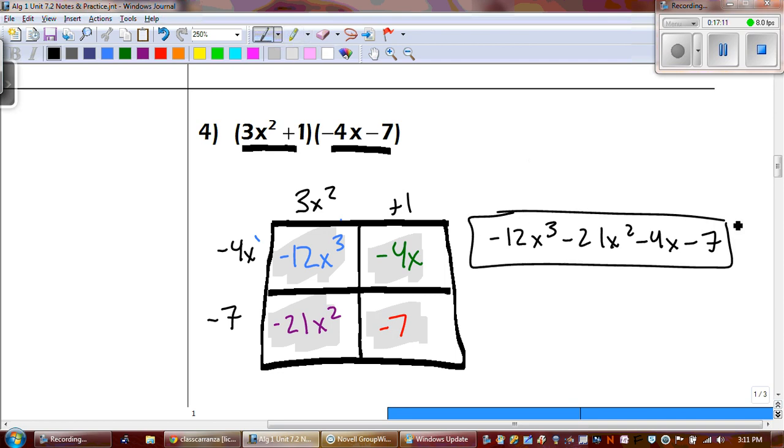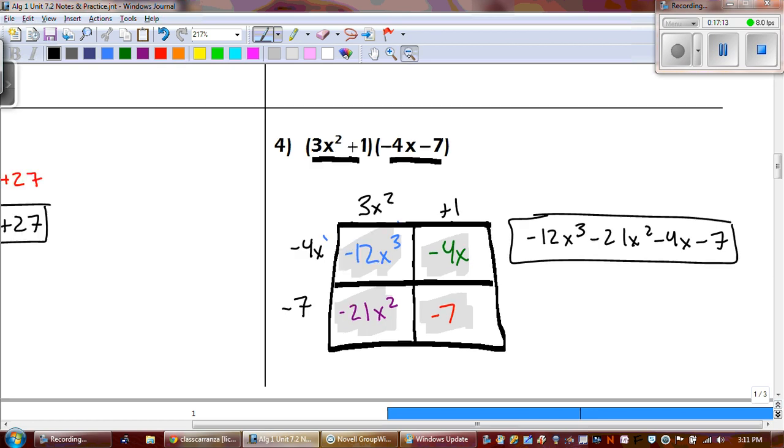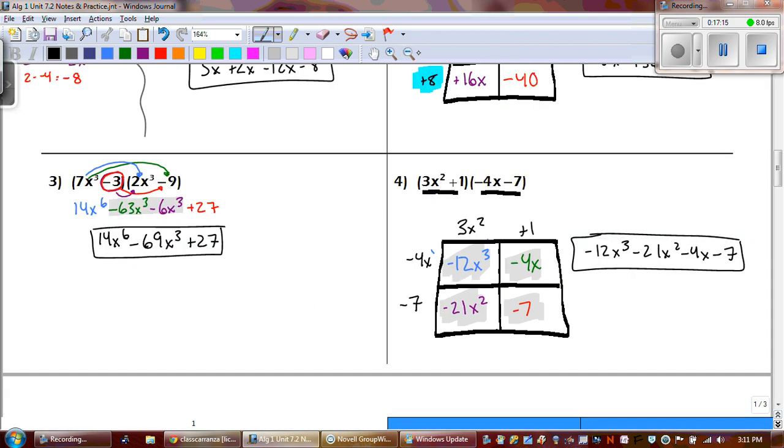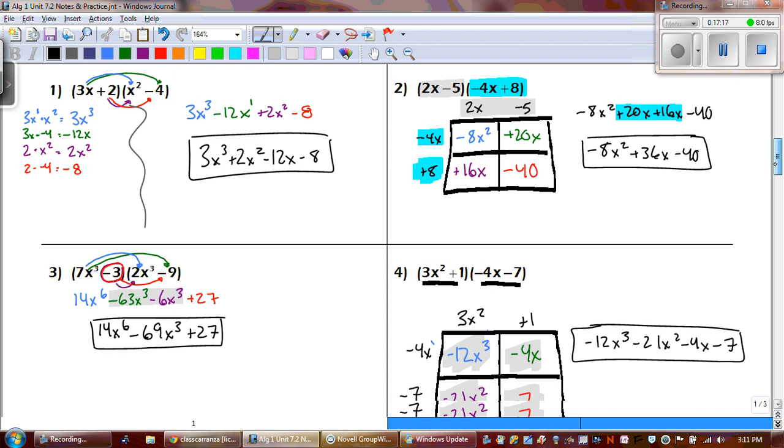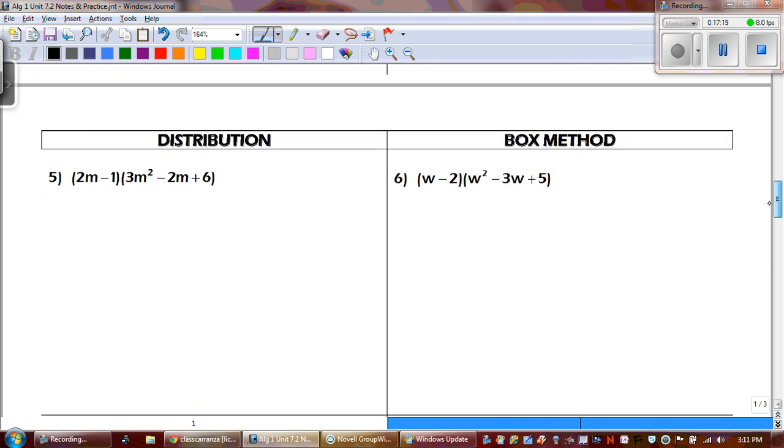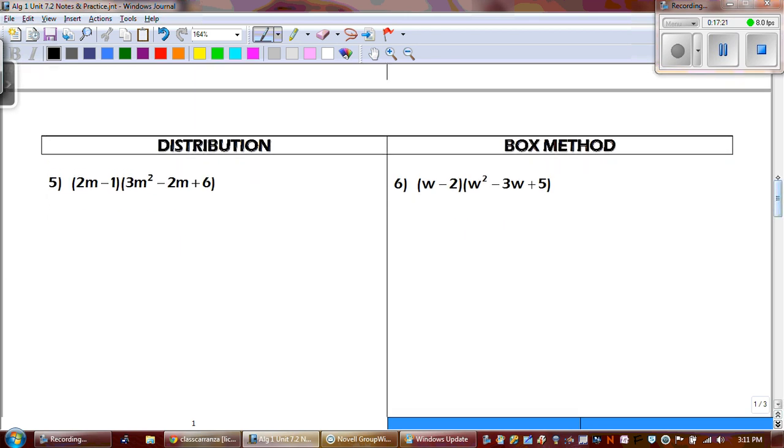Now, if you like one way over the other right now, you can do that. All right, I'm going to pause the video now. We're going to stop it right now because we got a lot of problems to do on the back. So this will be video 1, and video 2 will be coming up shortly.